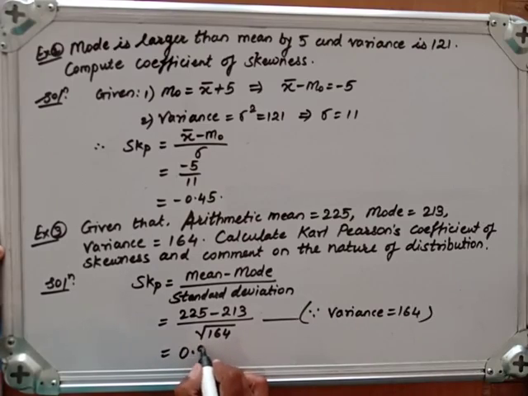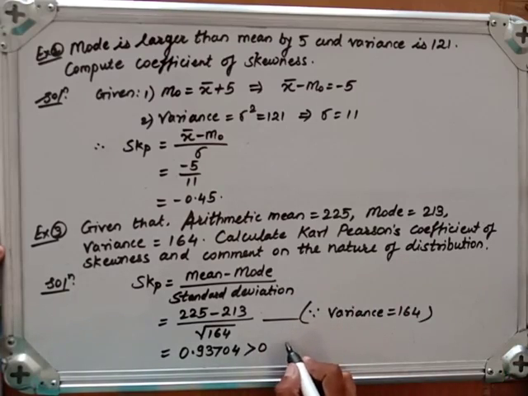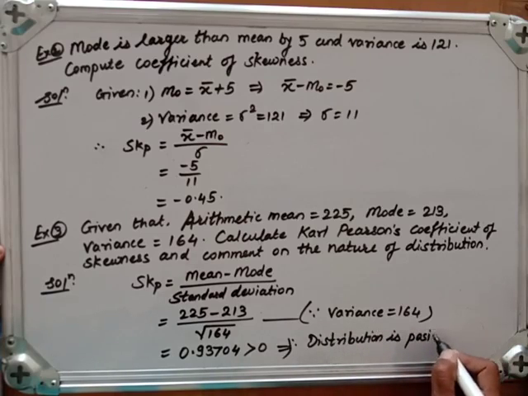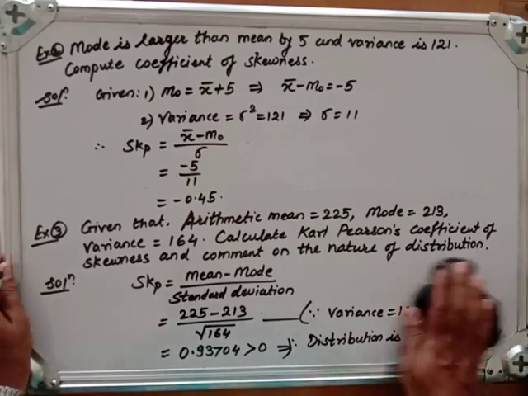It will be 0.93704. It is greater than 0. So what can we say? The nature of distribution is positively skewed. So we can say from this, the distribution is positively skewed. Okay, this is about the solution here. Now let us take some more.